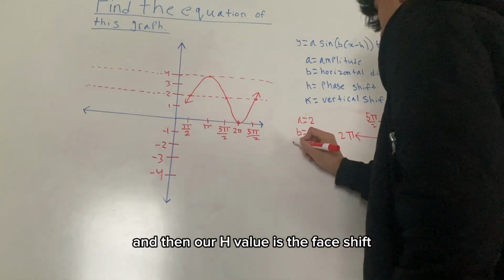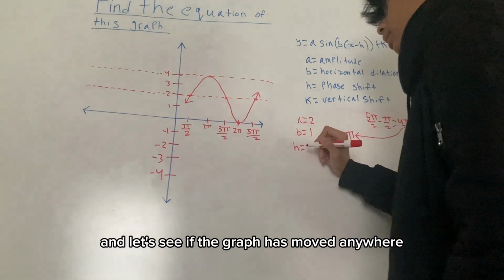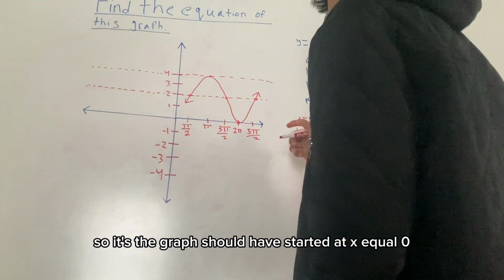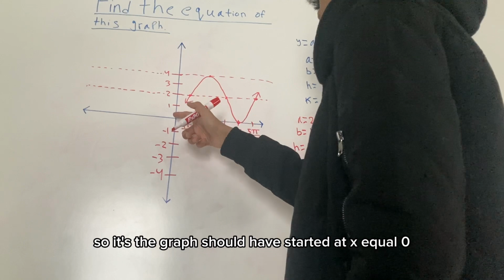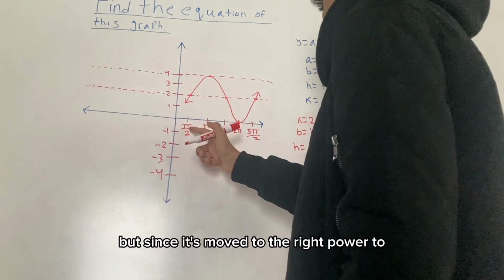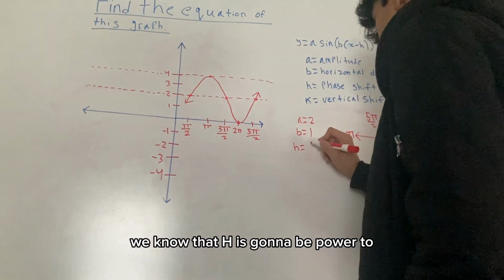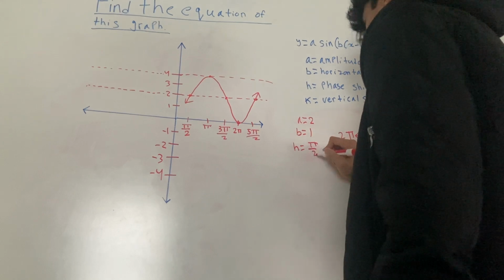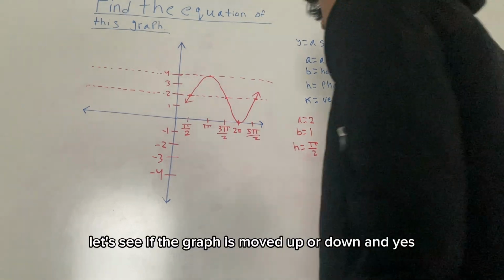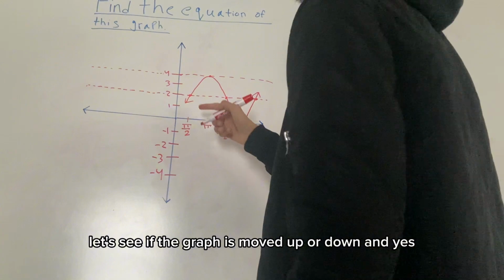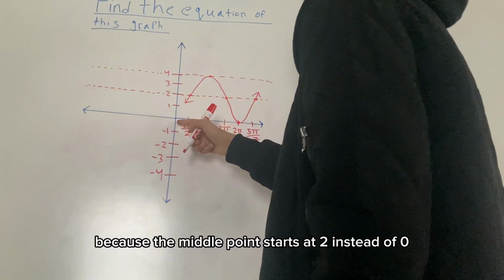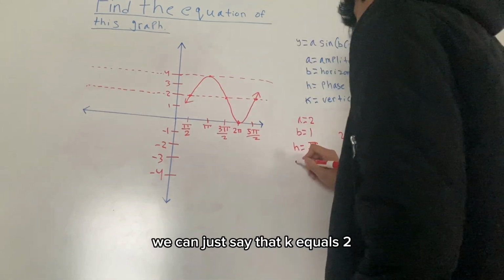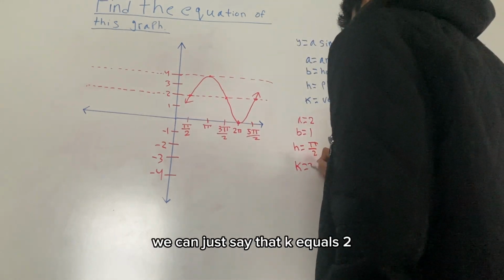And then now the h value is the phase shift, and let's see if the graph has moved anywhere. So the graph should have started at x equals 0, but since it's moved to the right pi over 2, we know that h is going to be pi over 2. Okay, and then now the k value, let's see if the graph has moved up or down, and yes it has, because the middle point starts at 2 instead of 0. So since it's moved up 2, we can just say that k equals 2.